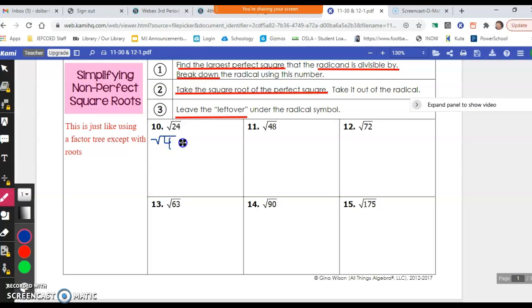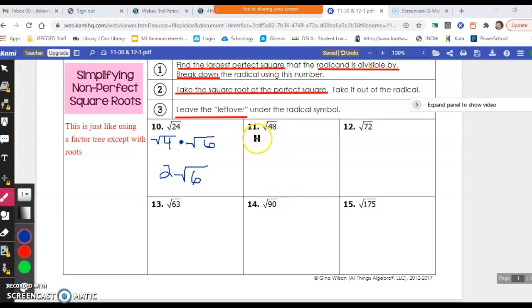Now, we have to multiply this times another square root, just like we would with a factor tree. And what's the other number? 4 times what? 6. So basically, we have the square root of 4 times the square root of 6. That's going to give us the square root of 24. Okay? Now we're simply just going to continue to break these down. Can you take the square root of 4? What's the square root of 4? 2. Can you take the square root of 6? Nope. So then you're simply just left with 2.